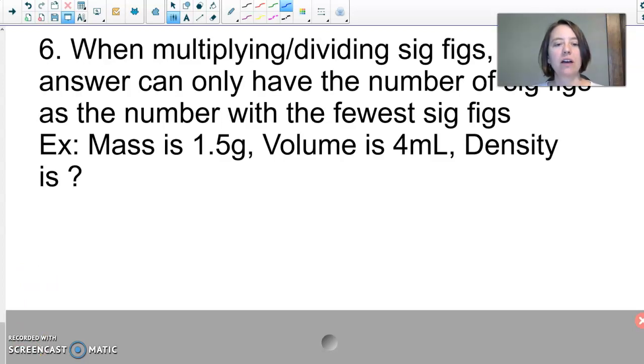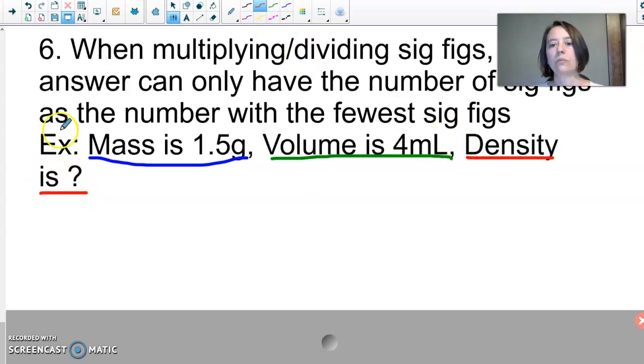So the mass is 1.5 grams, the volume is 4 milliliters, and our density is question mark. Well, we know that our mass is 1.5 grams. We know that our volume is 4 milliliters, and we know the thing that we're trying to figure out is density. So we also know that there's an equation for that, D equals m over v. So we're going to write down our equation and sub in our numbers and solve, and then we'll talk about what our answer should be in significant figures after we've gotten our math answer.